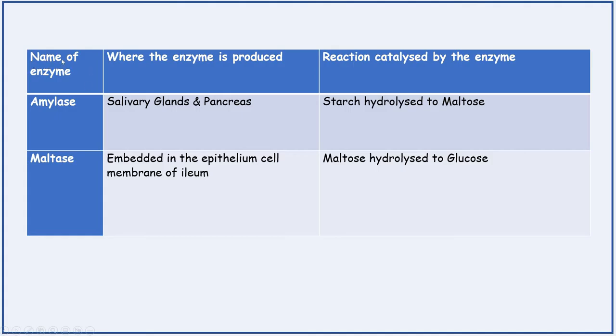So, summary: the enzyme amylase is produced in the salivary glands and pancreas, and it catalyzes the hydrolysis of starch into maltose. Maltase is embedded in the epithelial cell membrane of the ileum, and it catalyzes the hydrolysis of maltose to glucose.